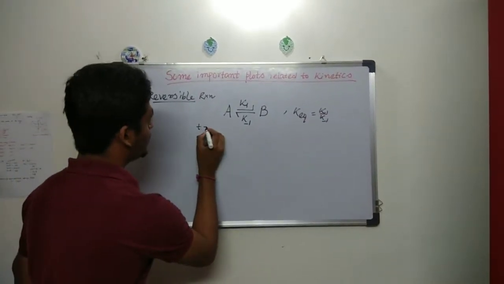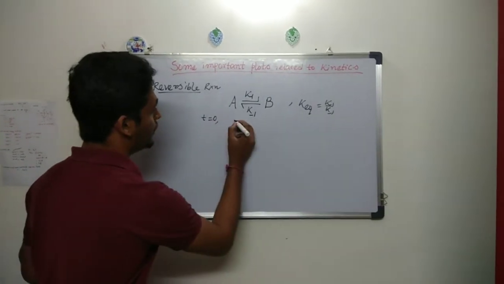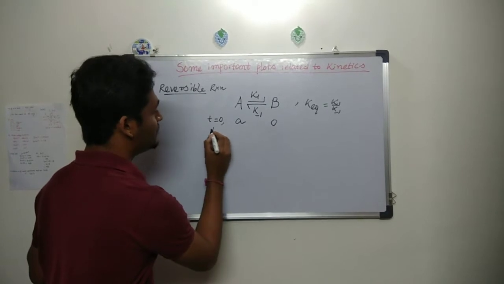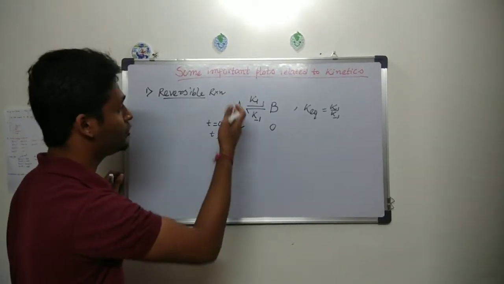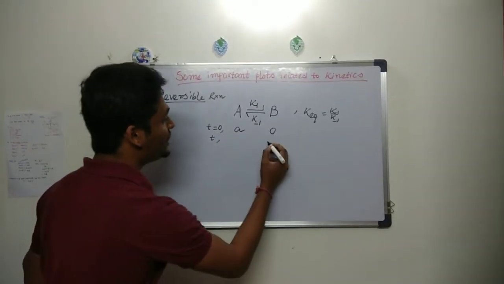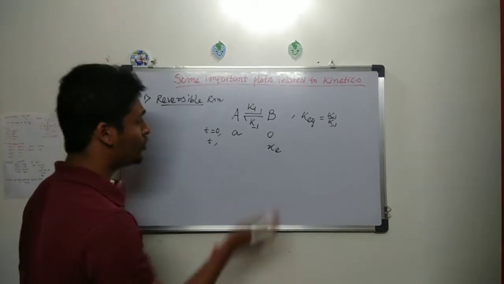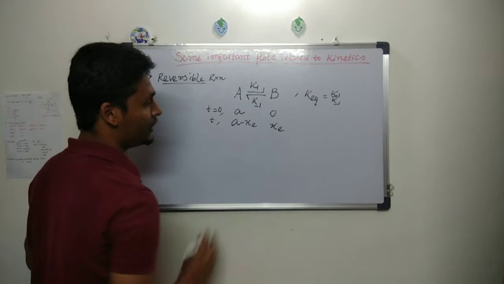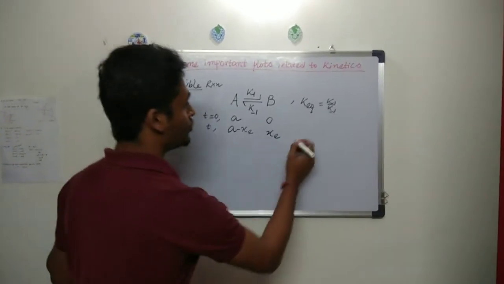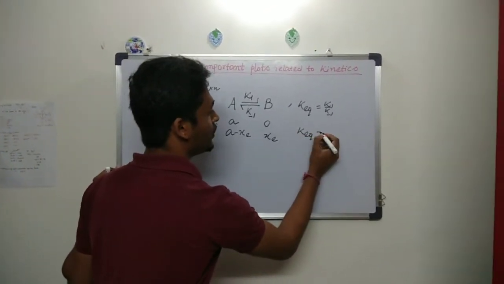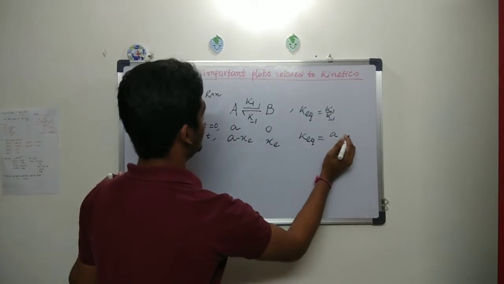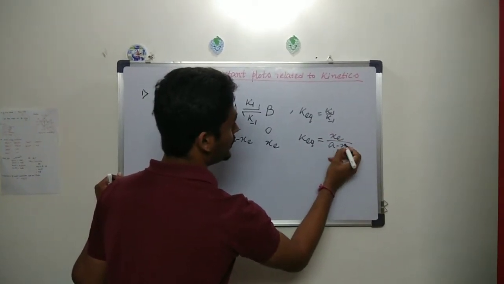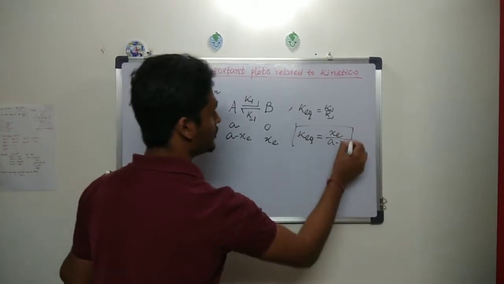Now let's see at t0, if that is A, then B will obviously be 0. But suppose at time t, the equilibrium is reached. At that time B is forming, that is Xe. So what will be the concentration of A? At that time A will become A minus Xe. So what will be the K equilibrium at that time? That will be Xe by A minus Xe.